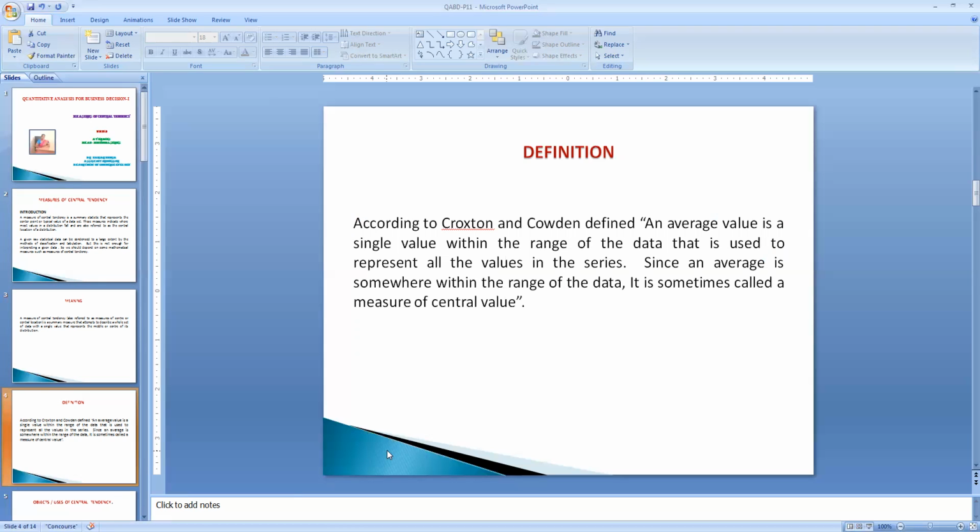Since an average lies somewhere within the range of data, sometimes it is also called the measure of central value. So very clearly we can say that a central tendency is nothing but the average value, or a single value which represents the whole set of data in the range of the data set which is given. So that is called the central tendency.